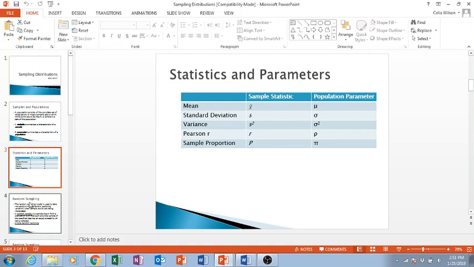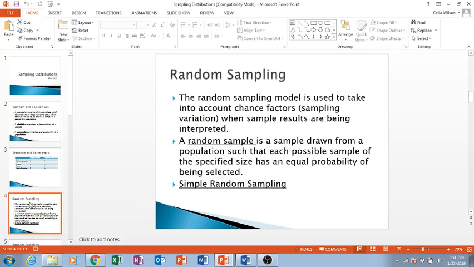Okay? When you think about sampling, we hear a lot about random sampling. And in fact, a lot of the statistics or analyses that we do depend on random sampling. In the next course, 8304, we'll talk about assumptions of our different analyses, and a lot of the analyses we go through have this assumption of random sampling. So random sampling is, look at that second point there, a sample drawn from a population such that each possible sample of the specified size has an equal probability of being selected.